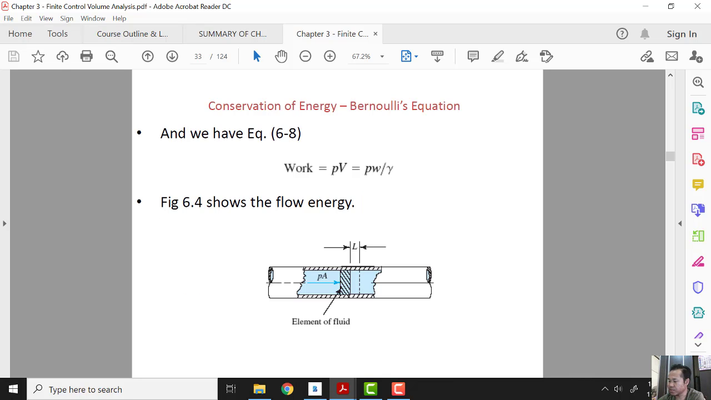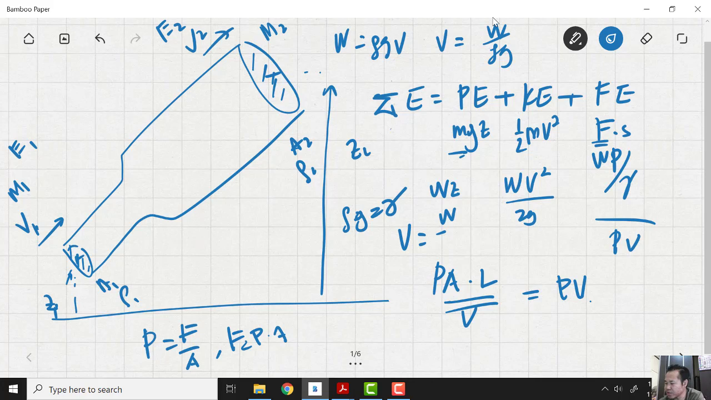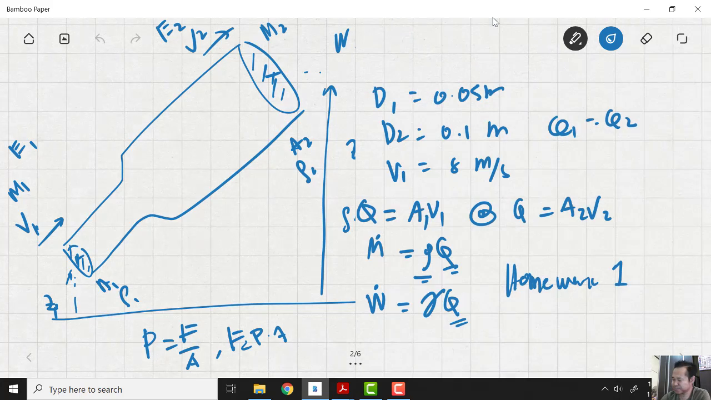We know that weight is equal to rho g V, so V is equal to weight over rho g. Since rho g is equal to gamma, V is also equal to weight over gamma, and you can write it as P times weight over gamma. So we have the energy equation.